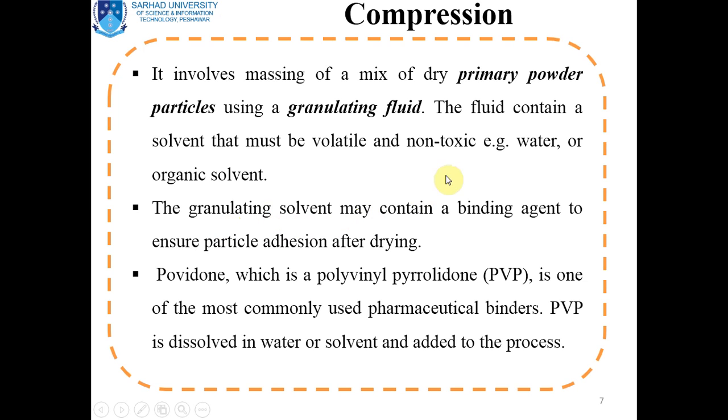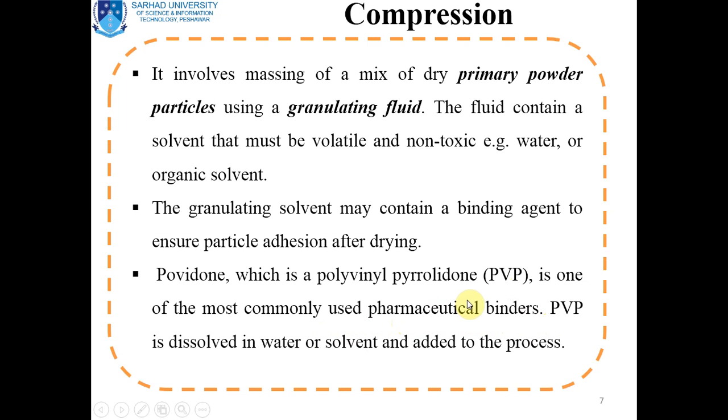The granulating solvent must be volatile and non-toxic, for example water-based or organic solvent-based. It may contain a binding agent to ensure particle adhesion after drying, and a granulating fluid binder is also added. Povidone, that is polyvinyl pyrrolidone, abbreviated as PVP, PVP K30 grade, is used as a binder and is one of the most commonly used pharmaceutical binders.